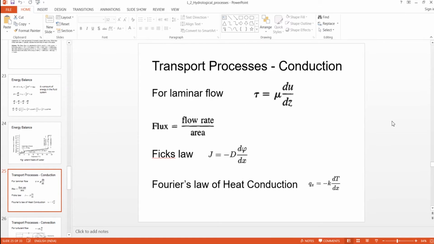Fourier was surprised by this. He held a steel rod at one end and put the other end in a flame. Then he observed that heat transfer was taking place in the steel rod. He extensively did experiments on this phenomenon. Then he gave an equation, the Fourier law of heat conduction, that is Qx equals minus k dT by dx. So conduction mainly takes place due to the temperature gradient.